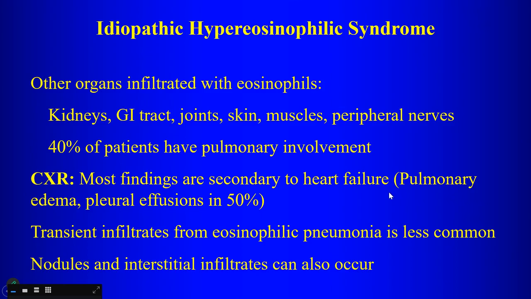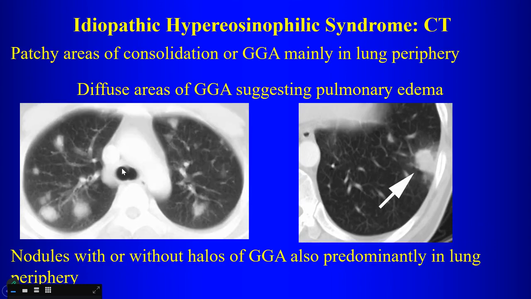The radiologic findings are usually secondary to heart disease, although transient consolidations from eosinophilic pneumonia are somewhat less common in these patients. Nodules can occur, and nodules with ground glass halos are the finding that can be seen with idiopathic hypereosinophilic syndrome with involvement of the lung. Okay?